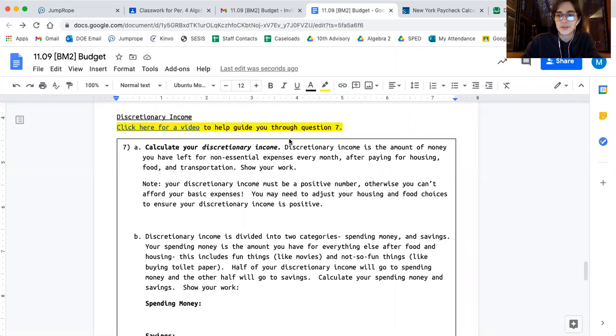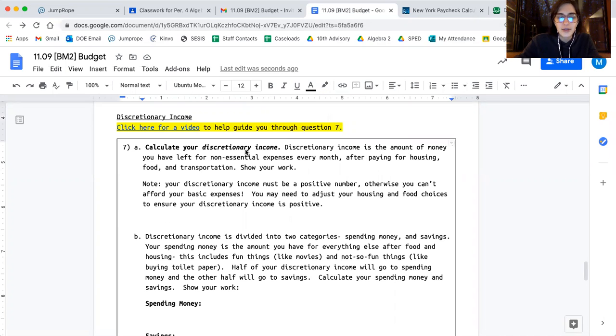Number 7, discretionary income. Discretionary income is the amount of money you have left over after you pay for your essential items. In this case, we're thinking our transportation is essential, our housing is essential, and our food is essential. So I already did videos showing you how to calculate the percentage of those 3 items as part of your monthly budget. But now we're going to think about discretionary income.